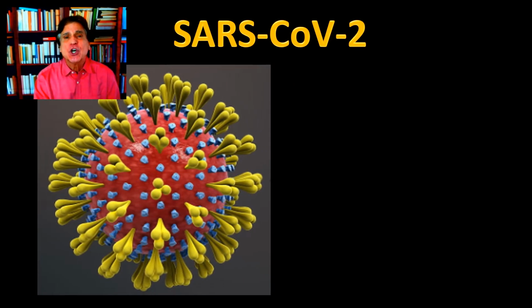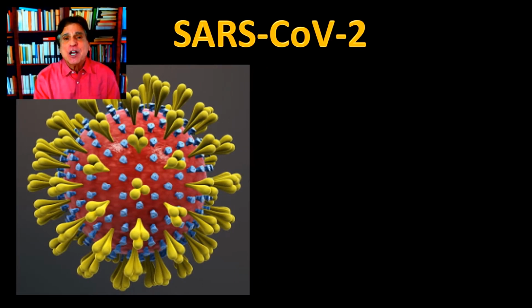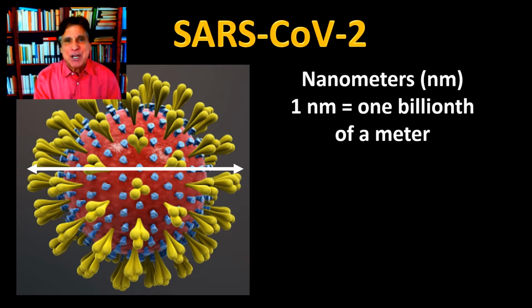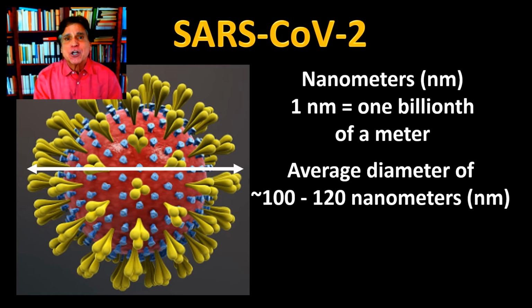First, let's look at its size. The particle itself can be measured in diameter, and we find that it is so small that we have to use a measurement unit that you might not be familiar with. It's called the nanometer, and the nanometer is 1/1000th of a meter. These particles range in size from about 100 to 120 nanometers in diameter.